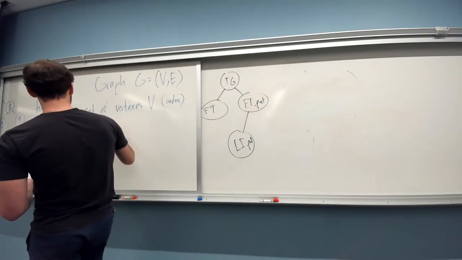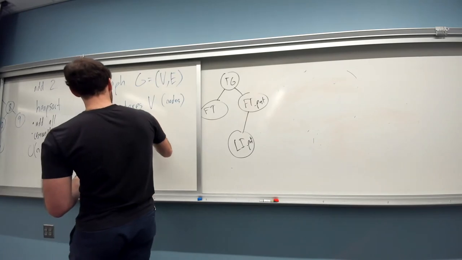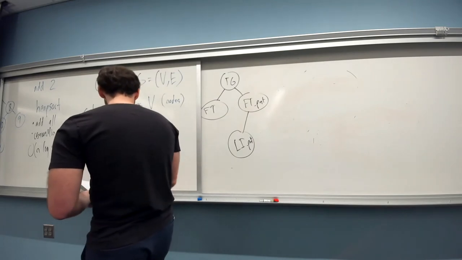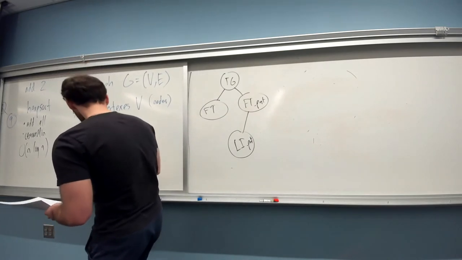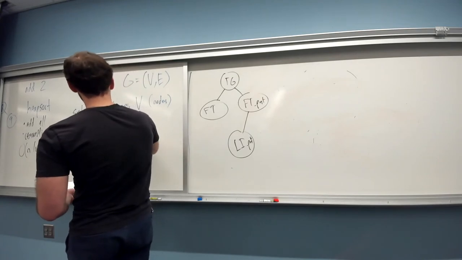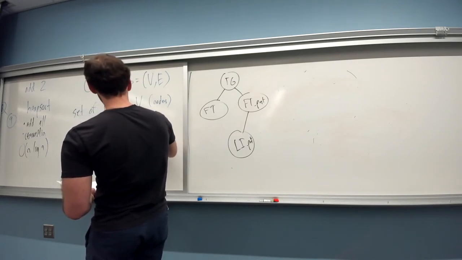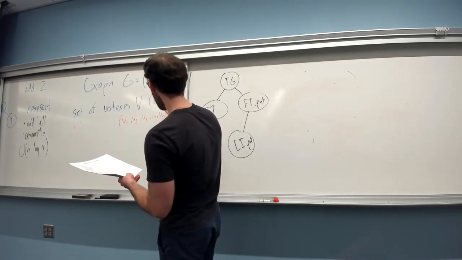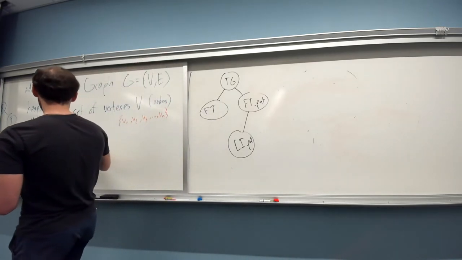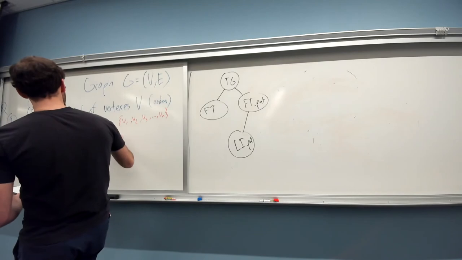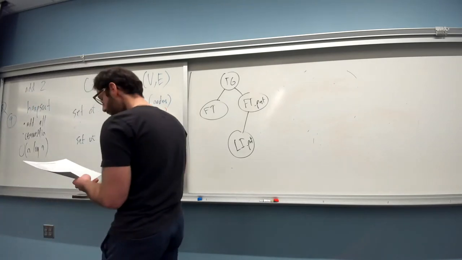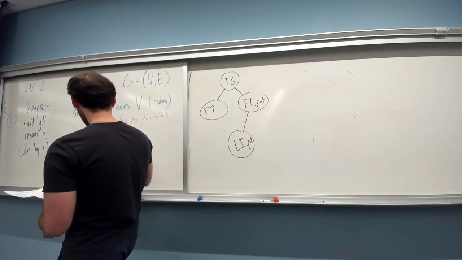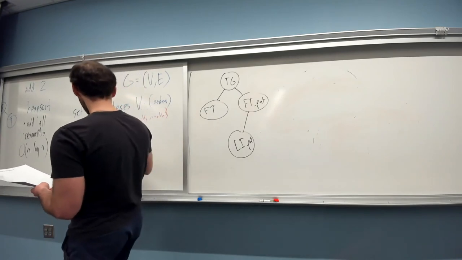And we have a set of edges E, where our set of vertices is like V1, V2, V3, up to Vn, and then our set of edges E is a set of, kind of, each edge is a pair.